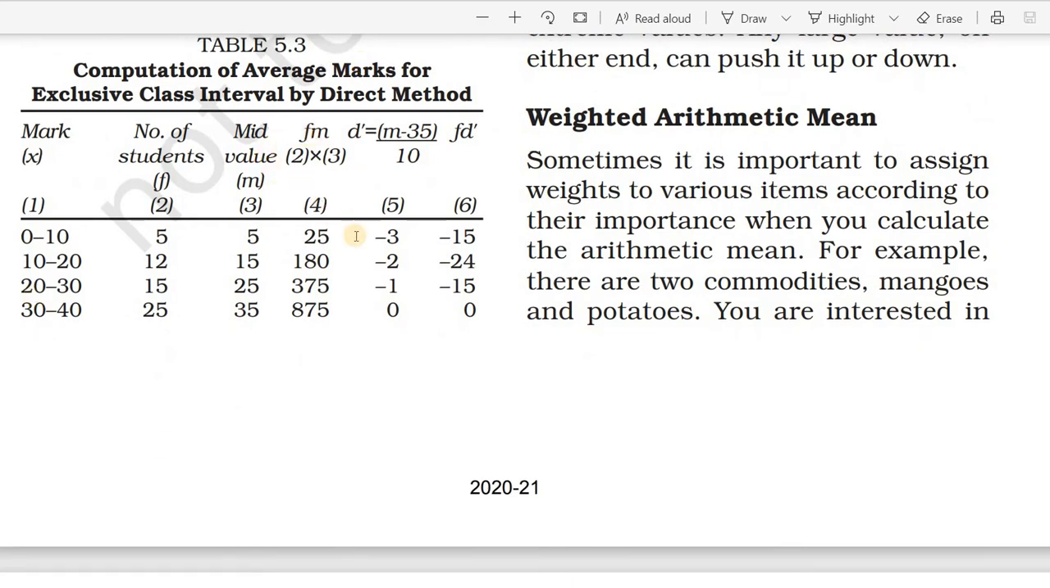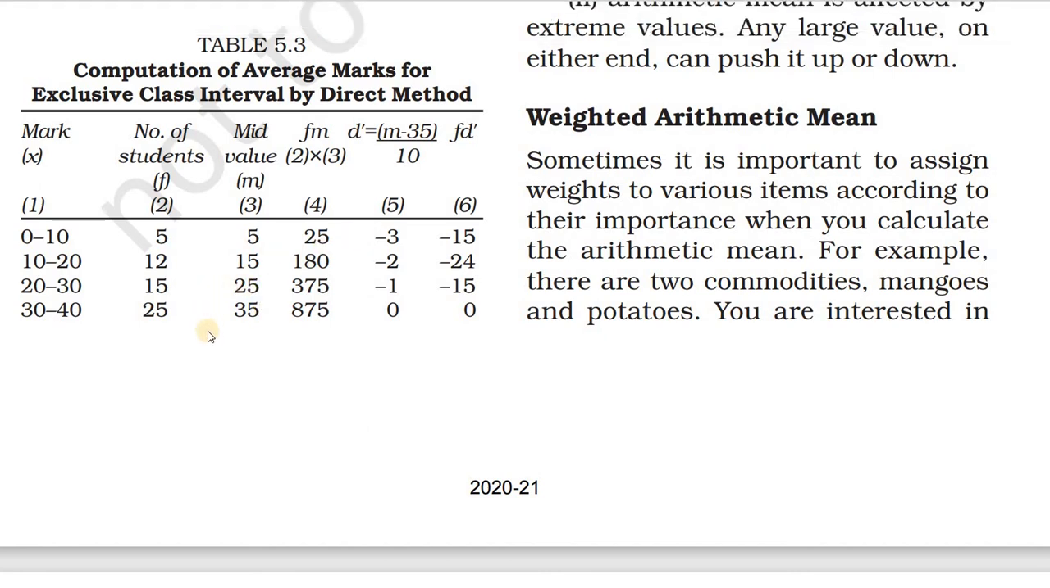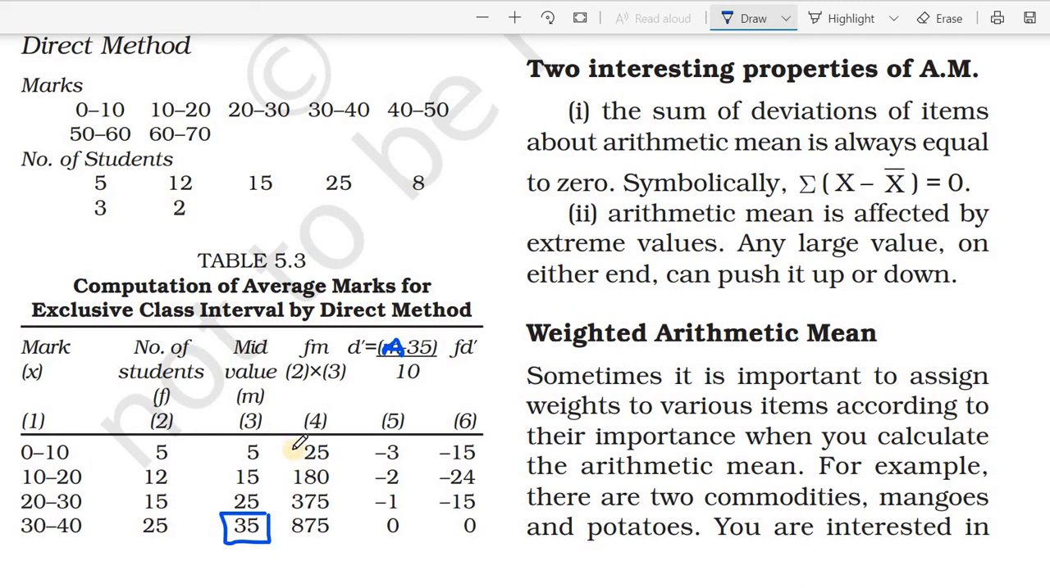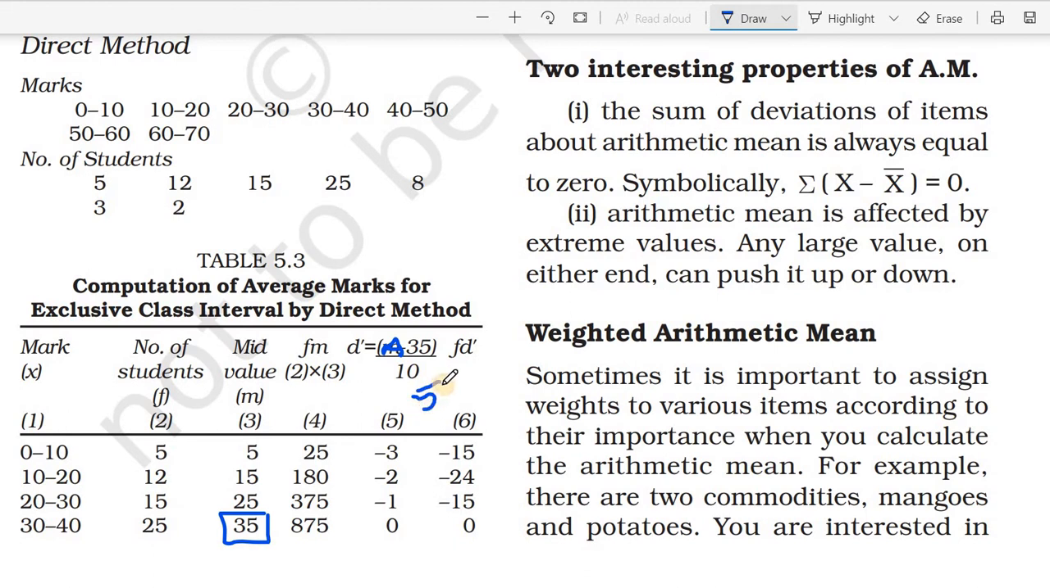Now we need to find the assumed mean. We can take the assumed mean as 35. Here we take 35 as the assumed mean. Next step, we need to find the deviation. How can we find the deviation? 5 minus 35, divided by the class interval. What is the class interval? The class interval is 10. 5 minus 35 gives minus 30, divided by 10, the answer is minus 3.